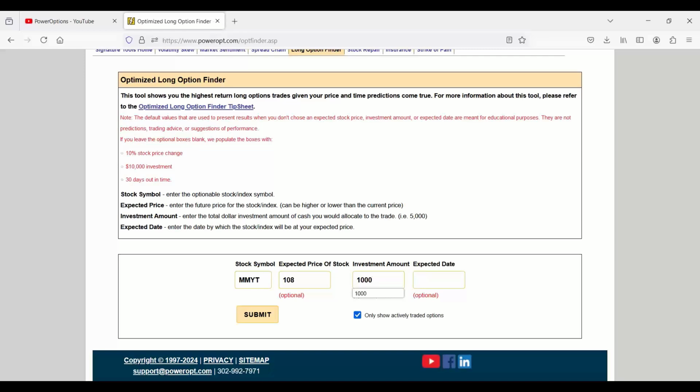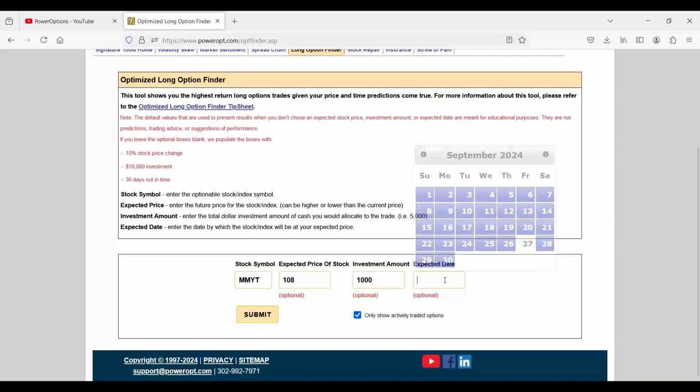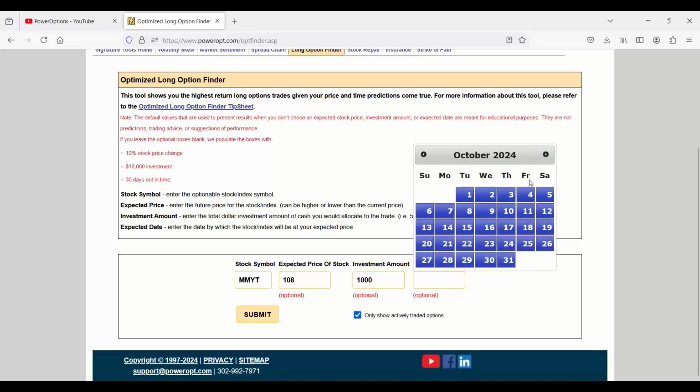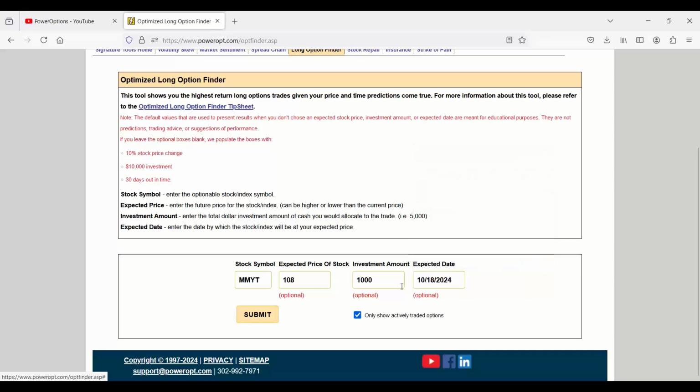Naturally, if I think the stock's going to move from 95 to 108, we're talking about buying calls here. All right, so I'm going to put in $1,000, and I expect that MMYT might hit this 108 range again in about 20 to 30 days. So let's go ahead and go standard October expiration, October 18th, and click submit.